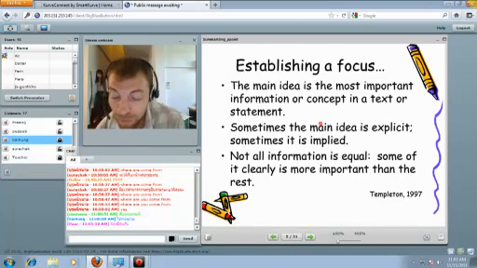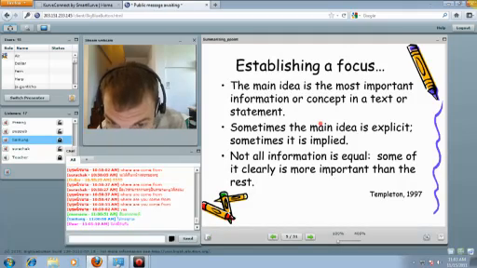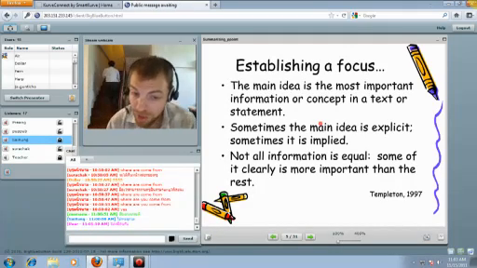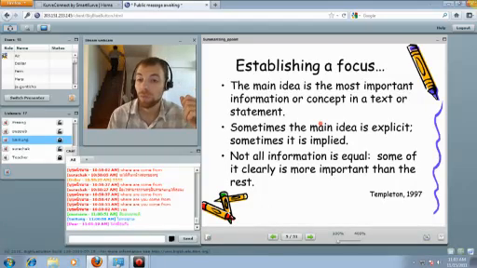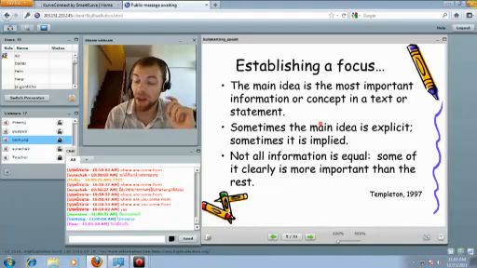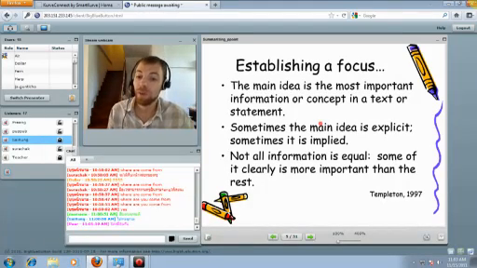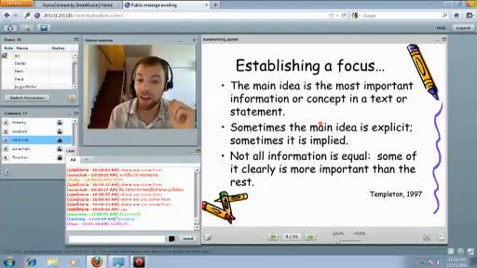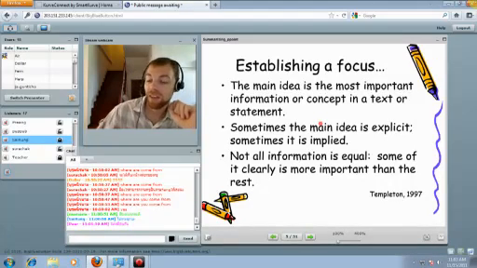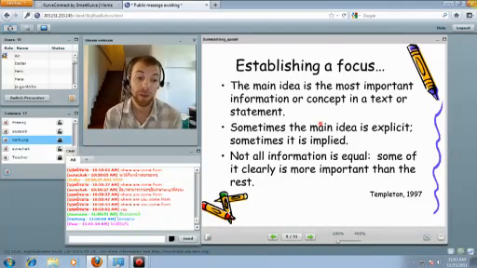So not all information is equal. Some of it is clearly more important than the rest. Sometimes you have a paper or a speech and some things are good to know, some things not so important. So you need to find the most important things and focus on that. But how do we find the most important things? What do we do?